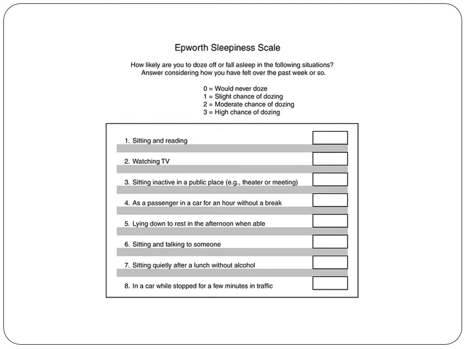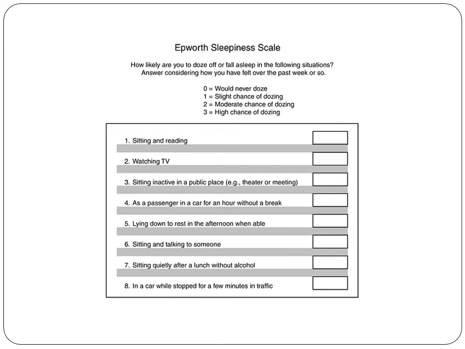Okay, this is the Epworth Sleepiness Scale. And notice it says, how likely are you to doze off or fall asleep in the following situations? Answer considering how you have felt over the past week or so. 0, you would never doze. 1, slight chance of dozing. 2, a moderate chance of dozing. And 3, a high chance of dozing.